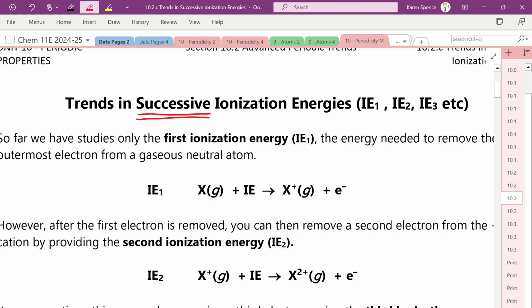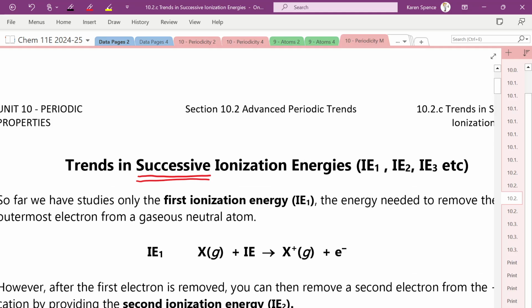Successive. Do you guys know what that word means? It means one after the next. Yes, one after the other.